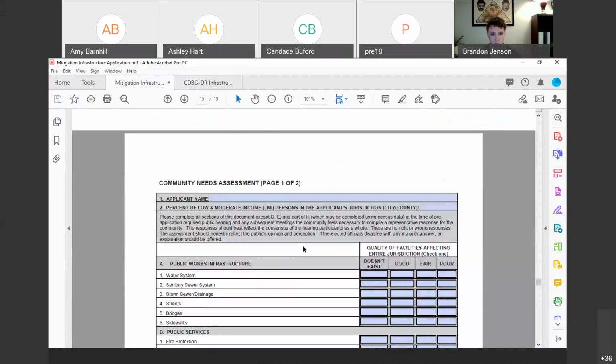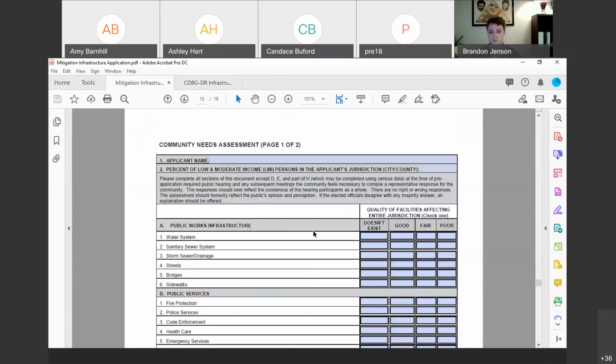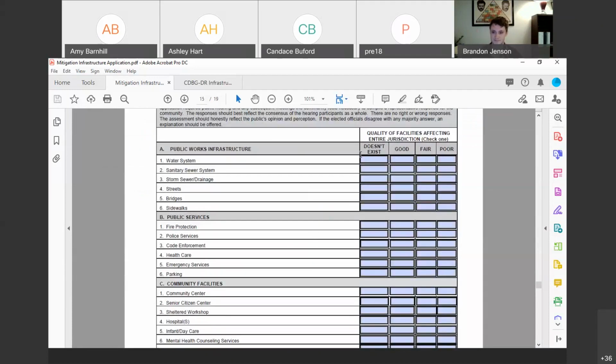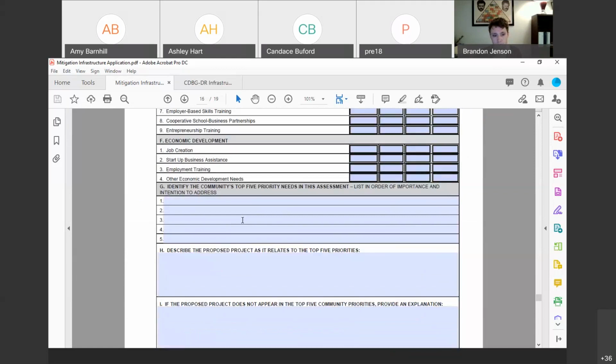All applications, again, like we talked about last week, and I'll talk about it more next week, are required to have a pre-application public hearing. And so this is that community needs assessment. For those of you familiar with our program, we have substantially reduced this from 4 pages to 2. And it's just everything is selected, doesn't exist, good, fair, poor, etc. These have to be submitted with the application.